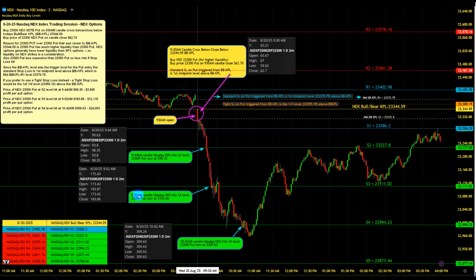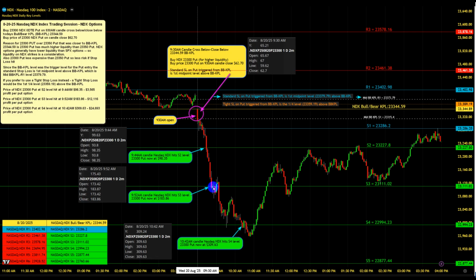Okay, so at 9:52 a.m., 22 minutes after the open, and roughly 20 minutes after buying this put here, NASDAQ NDX hits the S3 level here of 23,111.02. The 23,300 put is now 183.86. At this point, the profit on the option is $12,116, which you simply get by taking this price here and subtracting this price.